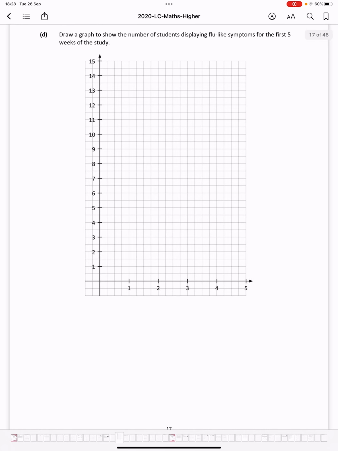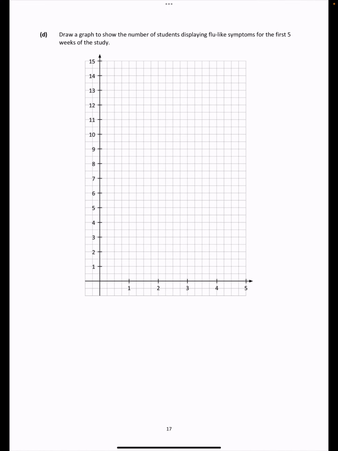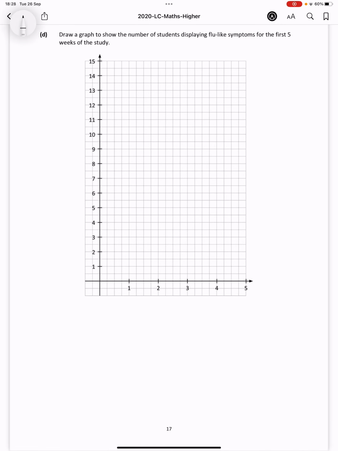D, draw that graph. So again, calculator, go to function on your calculator. You have your start at 0, your end at 5, and fill in exactly what you see. Okay, this question is nice. And you get out that graph and you draw that. Super.